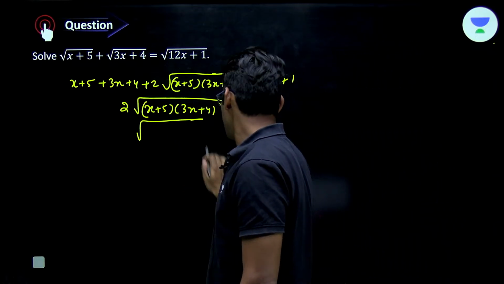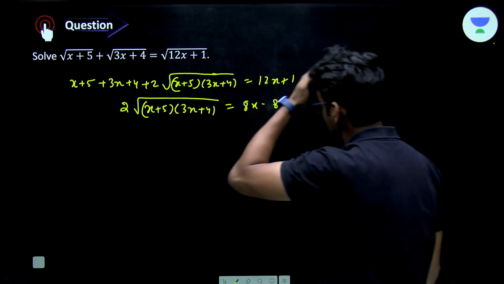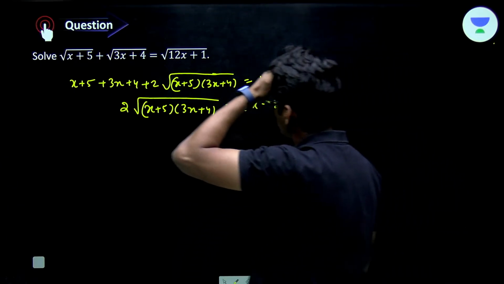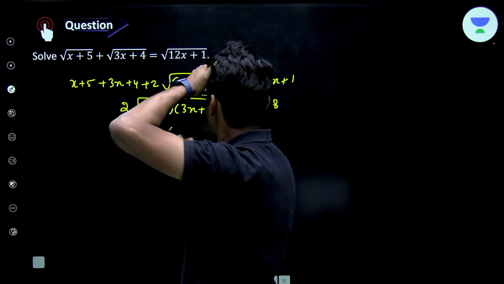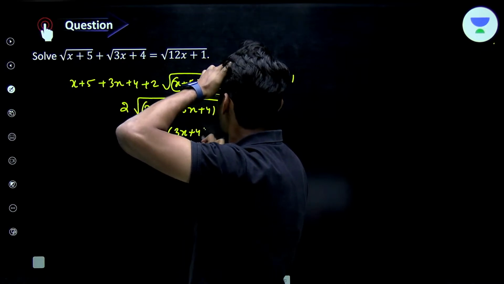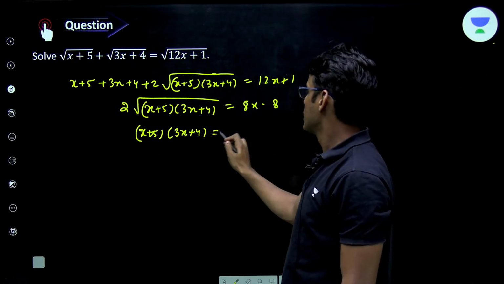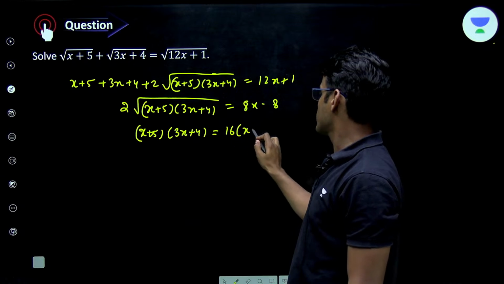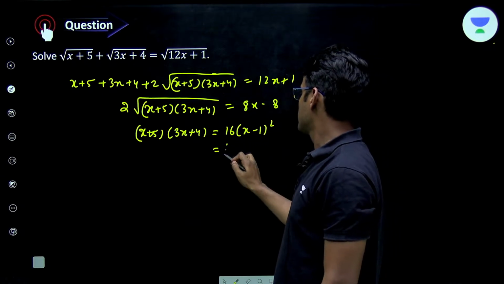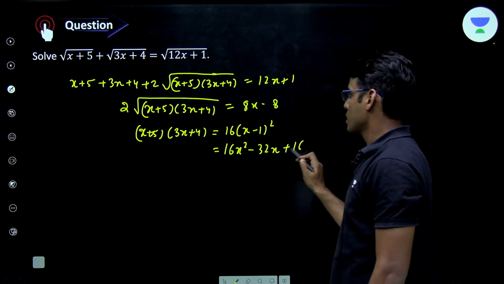When you square again, I think this is the correct one. Yes. So x plus 5 times 3x plus 4. Now can you see 2 getting cancelled with this? Like I can cancel 2 and write 4 here. So this is 16 into x minus 1 square. So this is 16x square minus 32x plus 16.